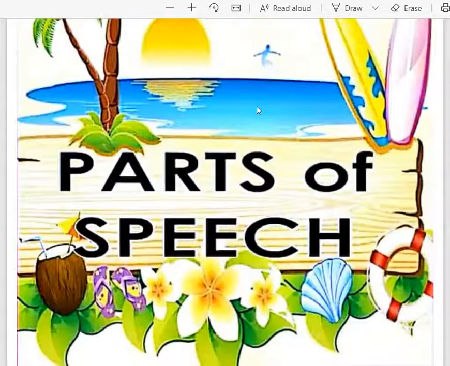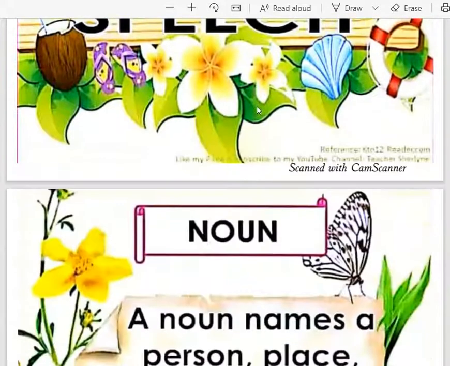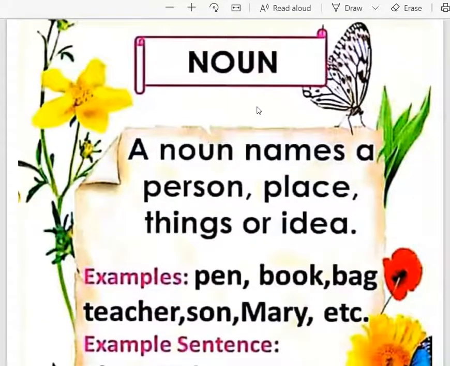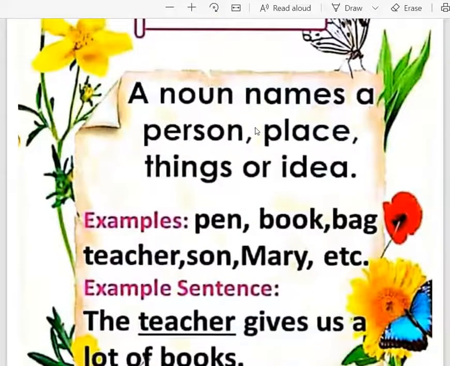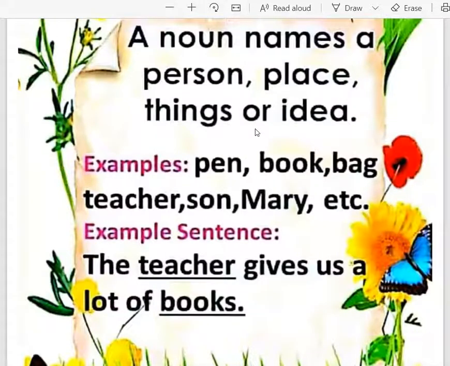Today we are going to learn a very important topic of English grammar, and that is parts of speech. So, the first one is noun. What is a noun? A noun names a person, place, things, or idea. What are the examples of noun? The examples of nouns are pen, book, bag, teacher, son, Mary, etc. Anything which you can name is a noun. Okay, and can you frame a sentence from it? The teacher gives us lots of books. So here teacher is noun and books is noun.